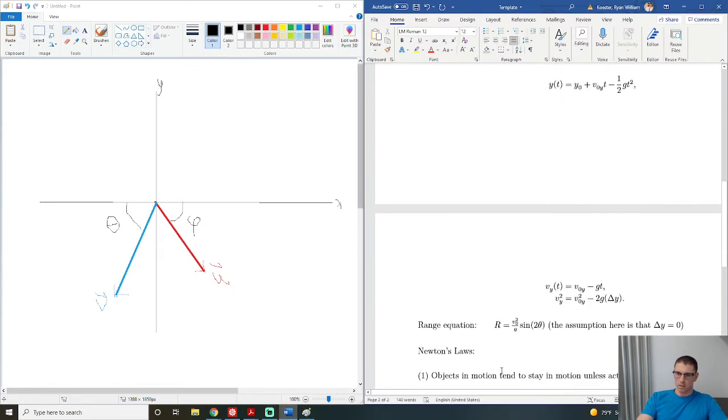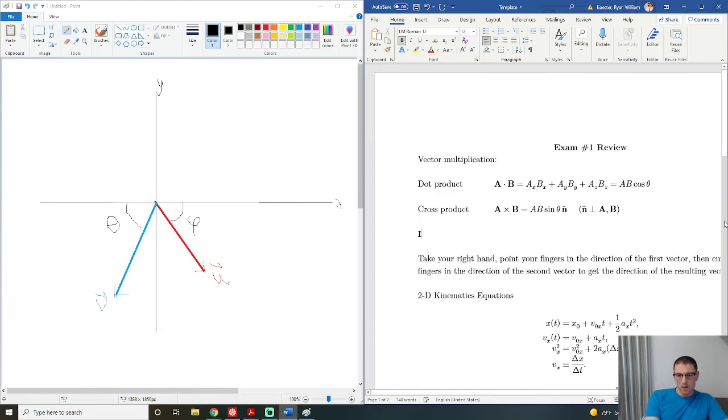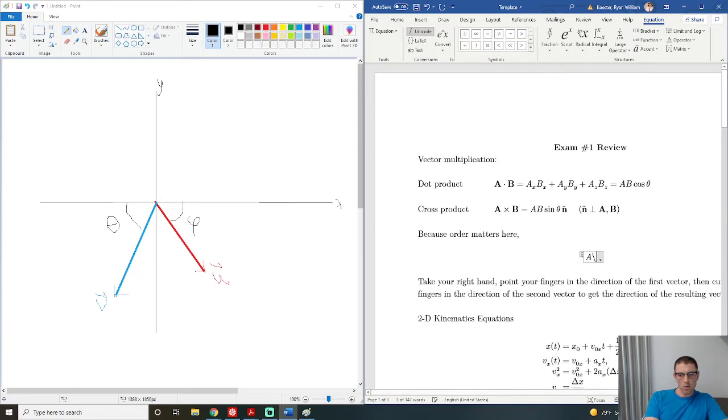Let me see here. Maybe we could put that in the formula sheet. We could say that, because order matters here, we could say something like, if A cross B equals C, does anybody have any idea what I'm going to write here?